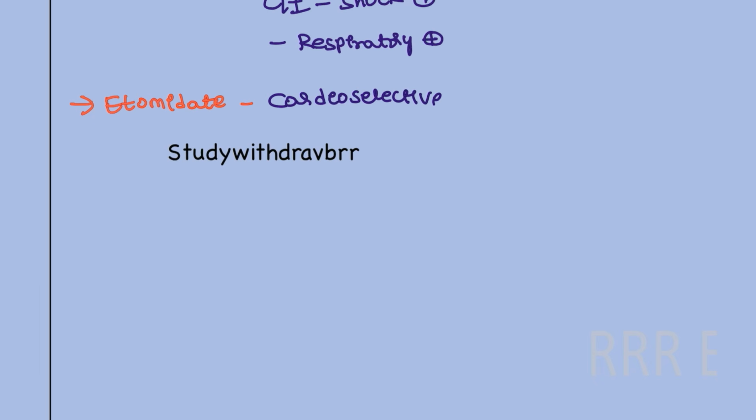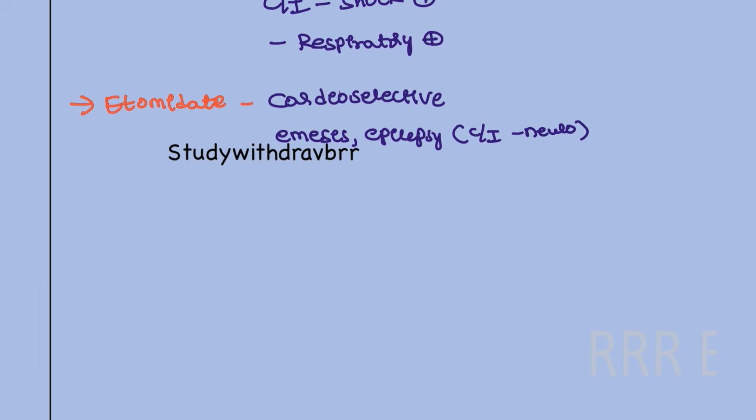Why is it a cardio-selective drug, guys? Because it maintains the cardiac activity. So this is a cardio-stable drug, and we can use it especially for cardiac surgeries. But it is associated with other side effects. It will increase emesis. It will increase the chances of epilepsy. So that's why it is contraindicated for neurosurgeries.